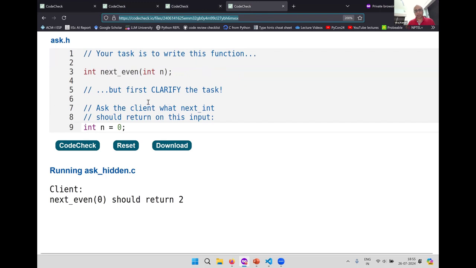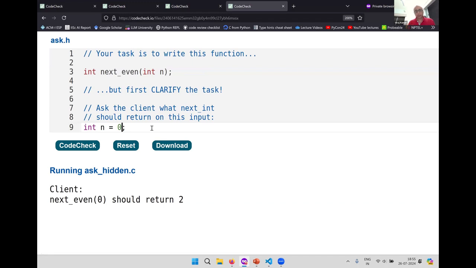So I'm going to jump over to the question. This is the next even function. It's supposed to return the next even number for a given number n. One of the things I would like my student to think about, now that this is C programming, is what if n is so large that the next even number will overflow? What does the client want in that situation?